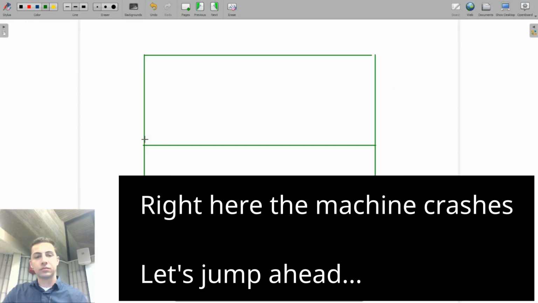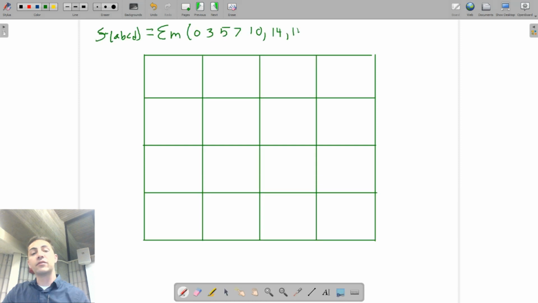All right, could somebody fill me in on what I gave as a function, please? A, B, C, D. Sum of minterms. 0, 3, 5, 7, 10, 14 and 15. So that's 0, 3, 5, 7, 10, 14, 15. That's what I gave everybody.